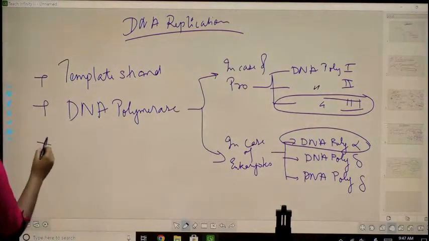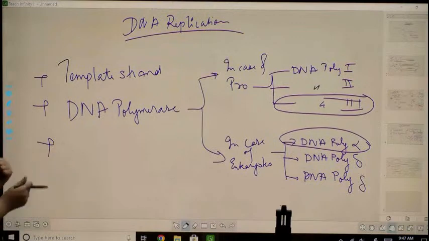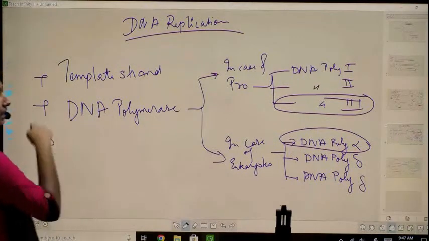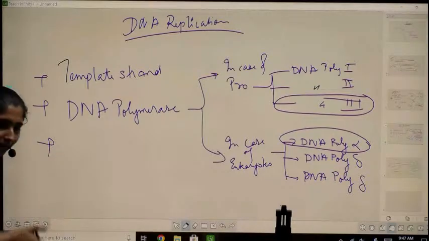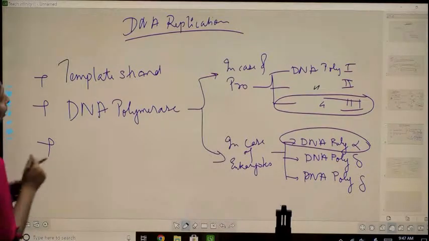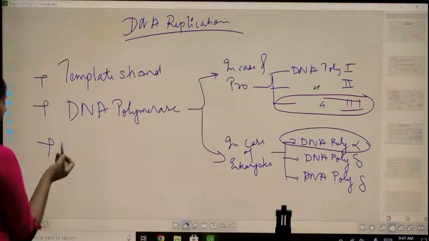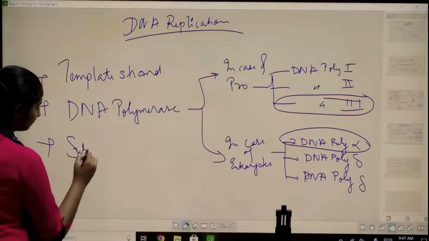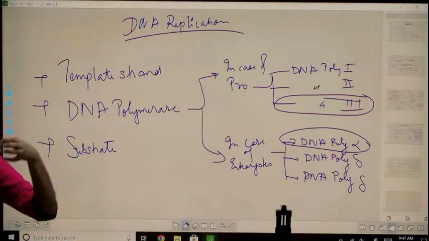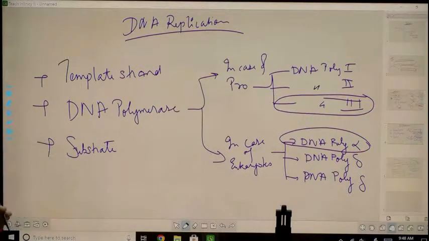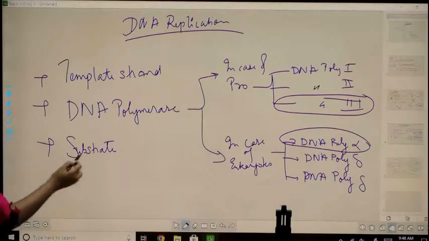So we require an enzyme, DNA polymerase, right? And this DNA polymerase is DNA dependent DNA polymerase, right? Why? Because it is dependent on the template strand. So besides this, we need the substrate. If I have to synthesize a new daughter strand, I need nucleotides, right? DNA is composed of nucleotides, so I'll require nucleotides as the substrate.